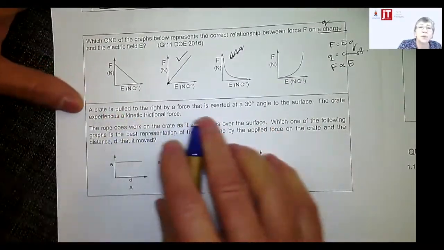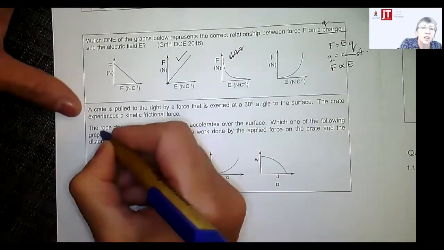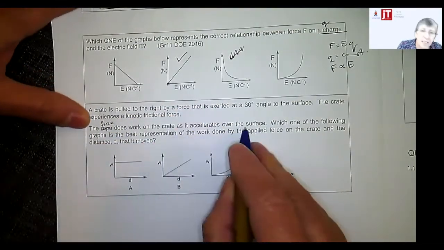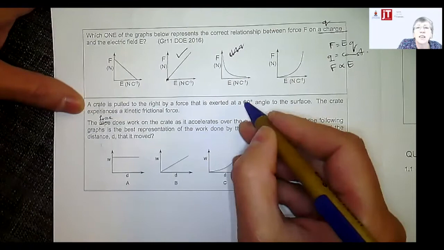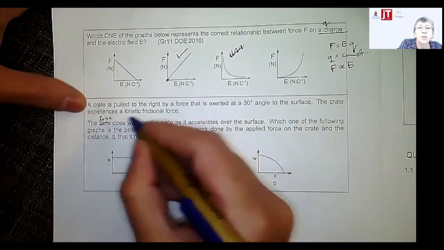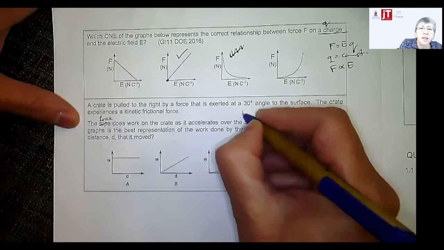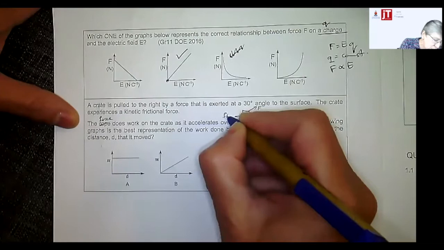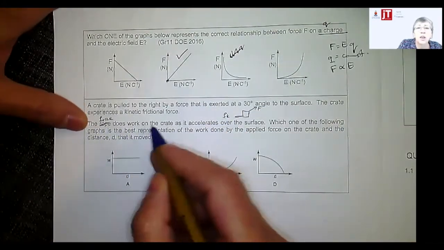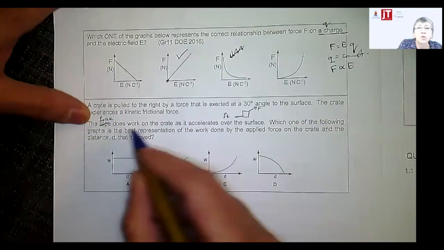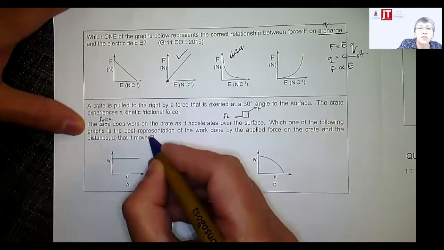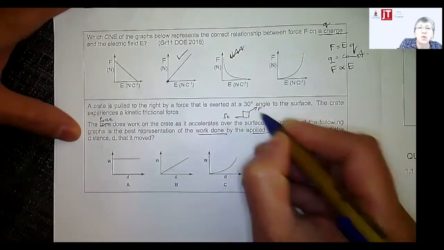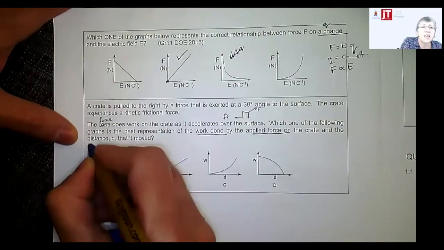Next one, a crate is pulled to the right by a force, right? The force does work on the crate as it accelerates. It's exerted at a 30-degree angle to the surface, and the crate experiences a kinetic frictional force, okay? So you are pulling something with the force F and there is a frictional force, but now they only ask you the work done on the crate by the force as it accelerates. Which of the following is the best representation of the work done by the applied force? Not all the forces, only the applied force and the distance.